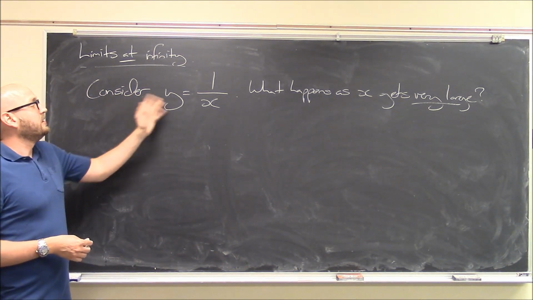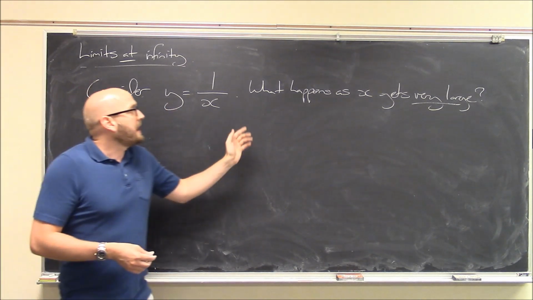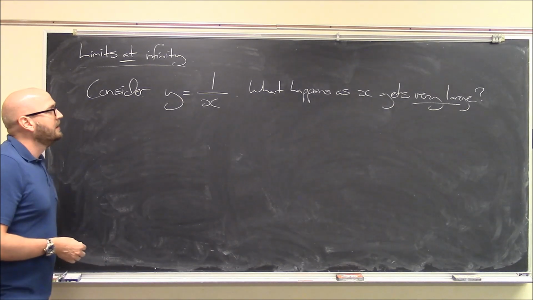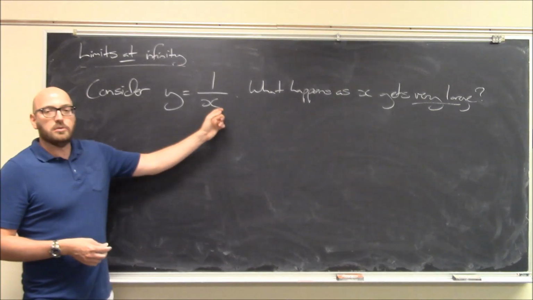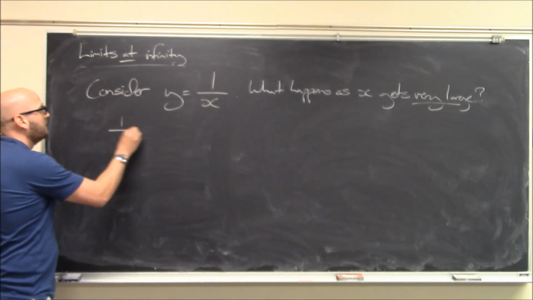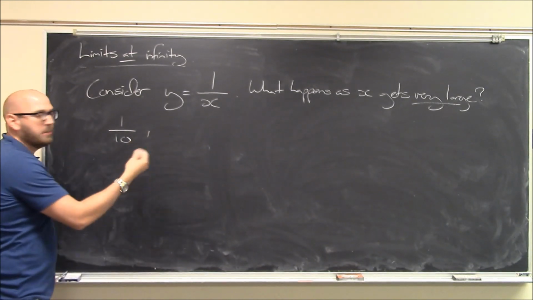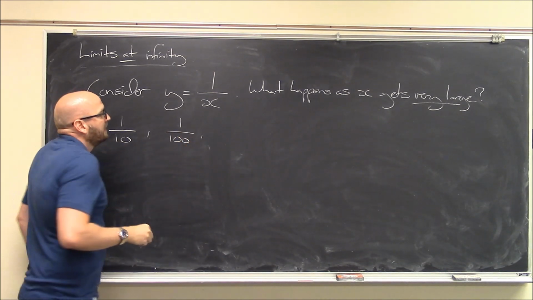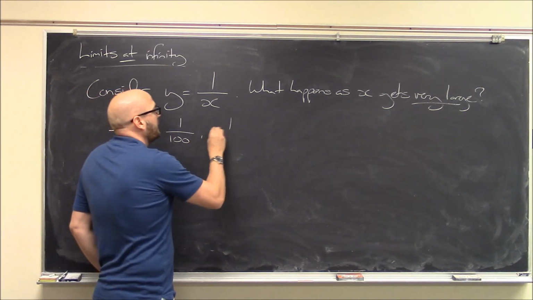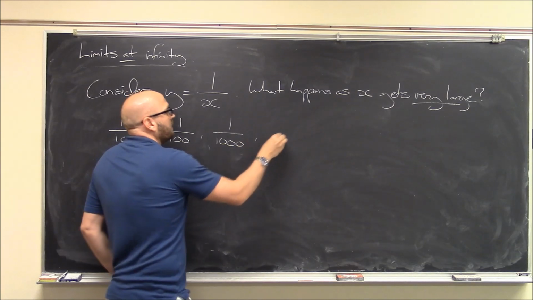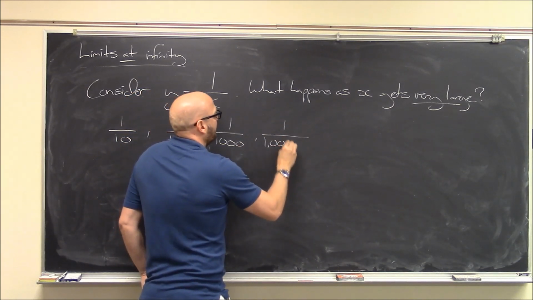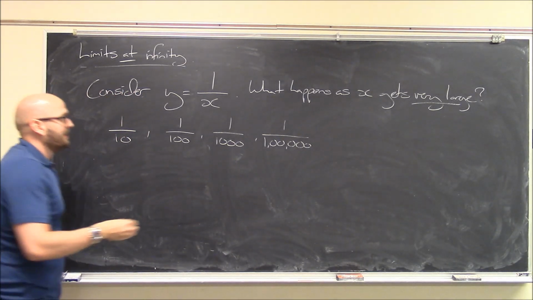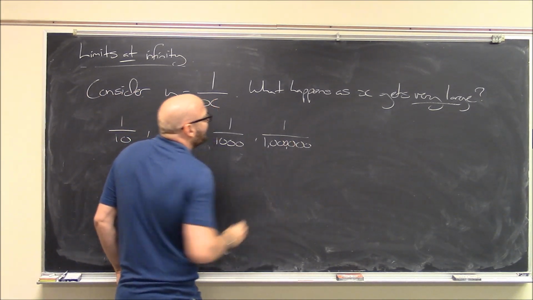So here's just a very basic function, y equals 1 over x. My question is, what happens as x gets very, very, very large? Well, what if I take x equals 10? You get 1/10. Take a bigger value for x. What about x equals 100? You get 1 over 100. Take a bigger value: 1 over 1,000, 1 over 1,000,000. There's really no end to this. Take bigger and bigger values for x.